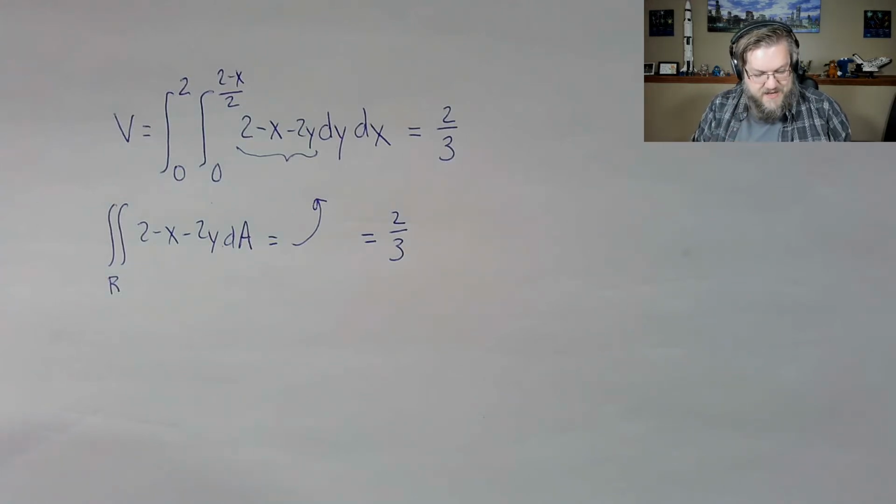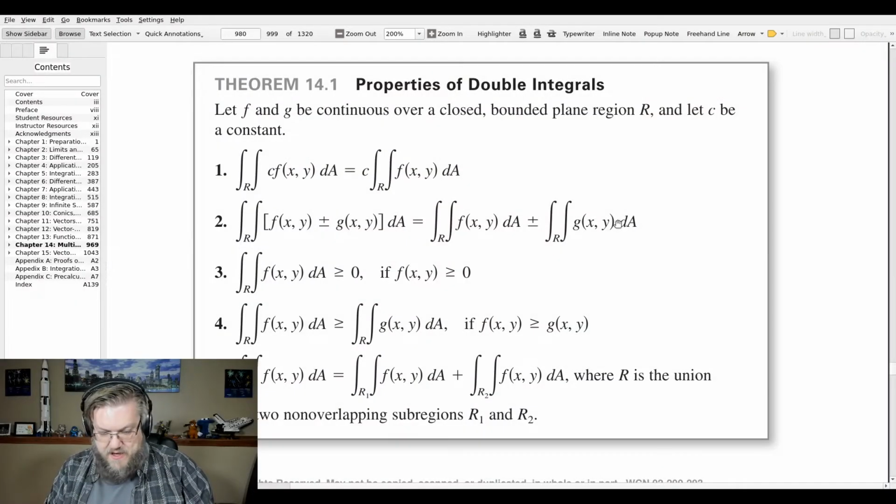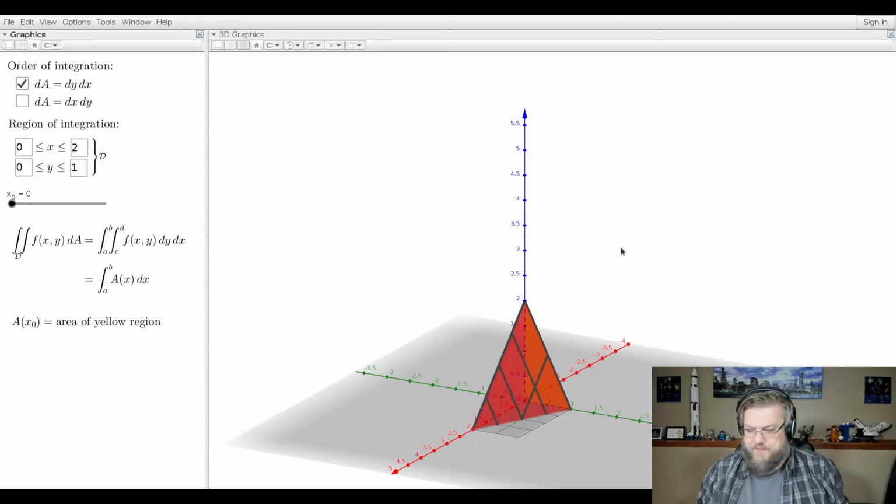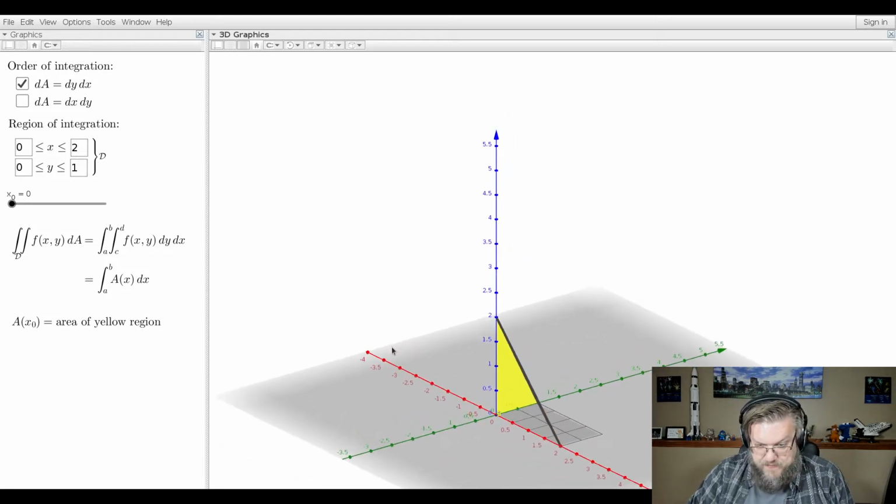But before we do that, I have one little visualization in GeoGebra that I want to show as well. Oops, how about that? I lost my visualization. Hold on. Where'd you go? There it is. Okay, so here I've graphed this in GeoGebra, okay?